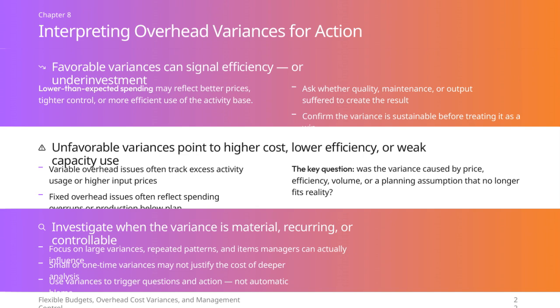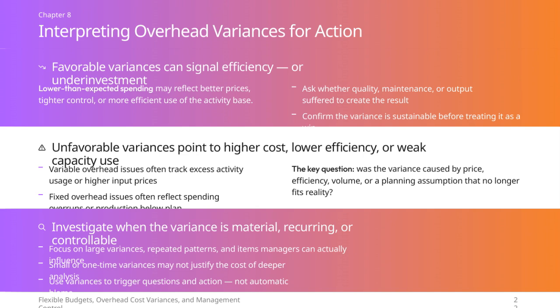However, we need to ask ourselves if this came at a cost. Did quality decline, was maintenance deferred, or did output suffer? Before celebrating a favorable variance as a success, we must confirm that it's sustainable over time. On the other hand, unfavorable variances usually signal higher costs, lower efficiency, or poor capacity utilization.